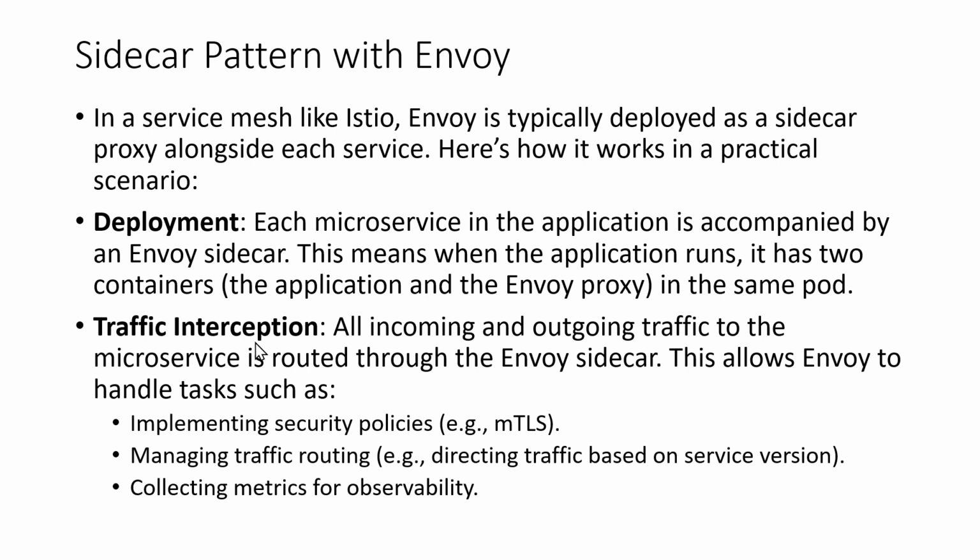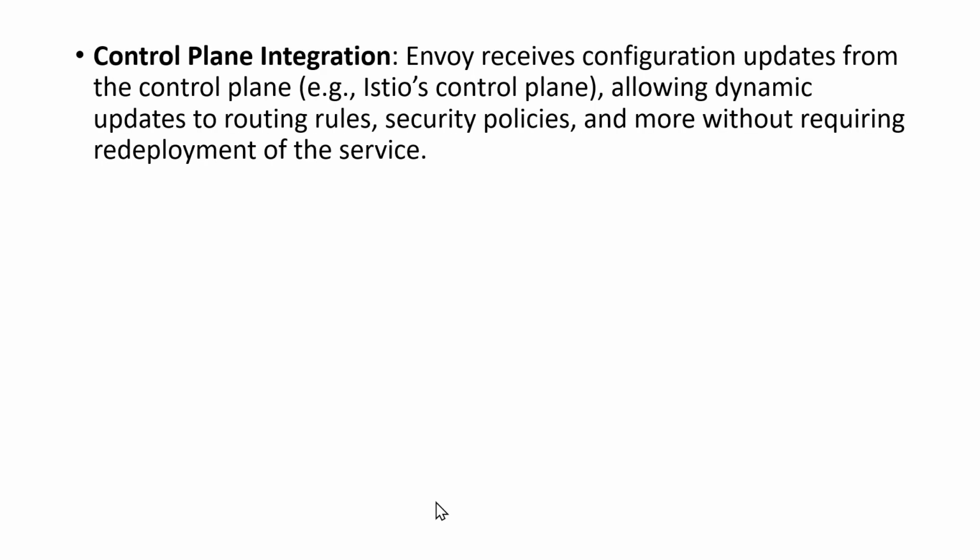Traffic interception: all incoming and outgoing traffic to the microservice is routed through the sidecar proxy. This allows Envoy to handle tasks such as implementing security policies, managing traffic routing, collecting metrics and observability, and control plane integration.